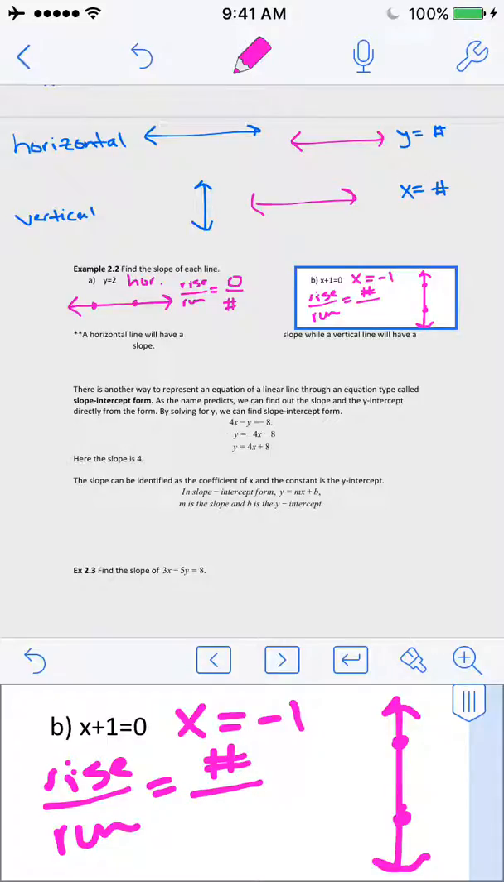But is it going to run? Is it going to run from side to side? No, it's not, because the y part is not part of the equation. It's not going to run. So it's 0. All right, so this one's always going to be something over 0.